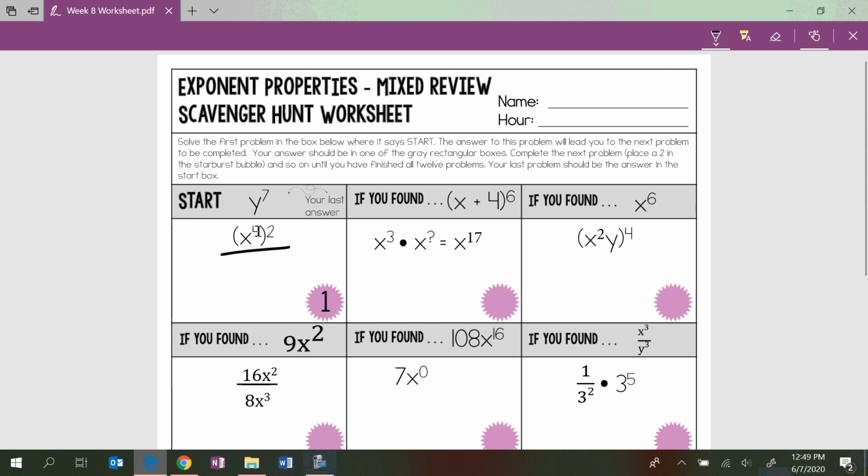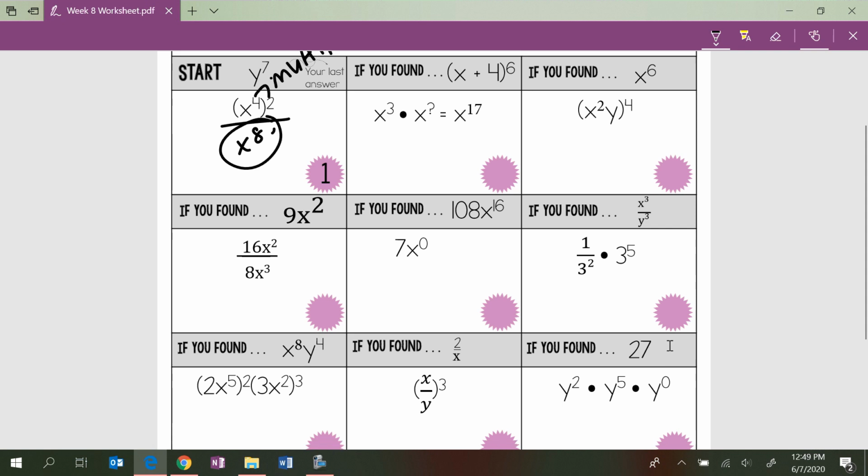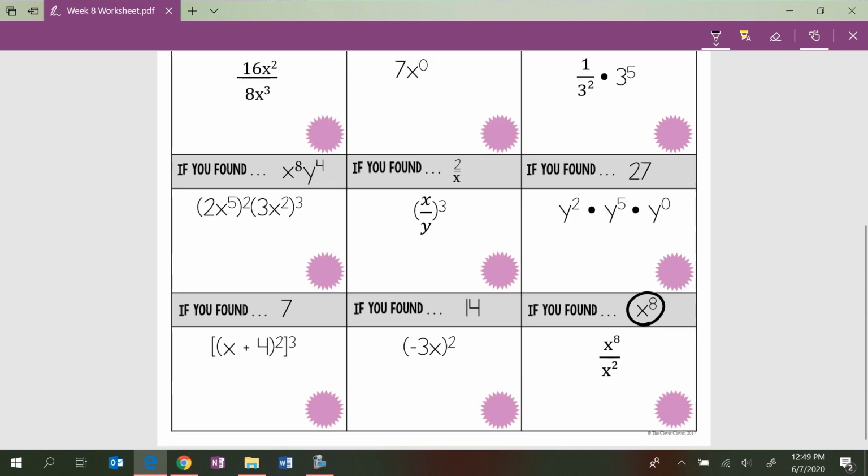This is x to the 4th to the 2nd. When you have parentheses like this with exponents inside and outside, you're going to have to multiply them. That means now instead of x to the 4th to the 2nd, I can simplify and say that I have x to the 8th power. Now this answer, I'm going to search for in these gray boxes. I'm searching for where is x to the 8th power, and it is right here. And that means I'm going to now solve this problem.